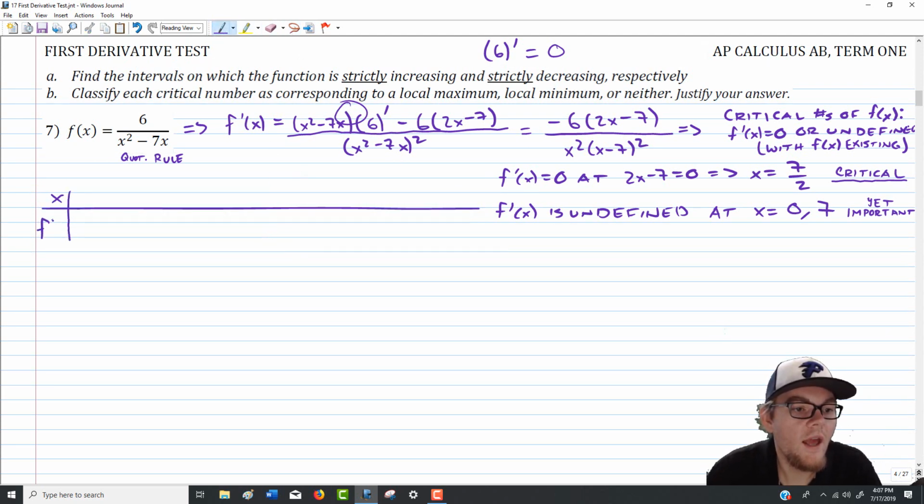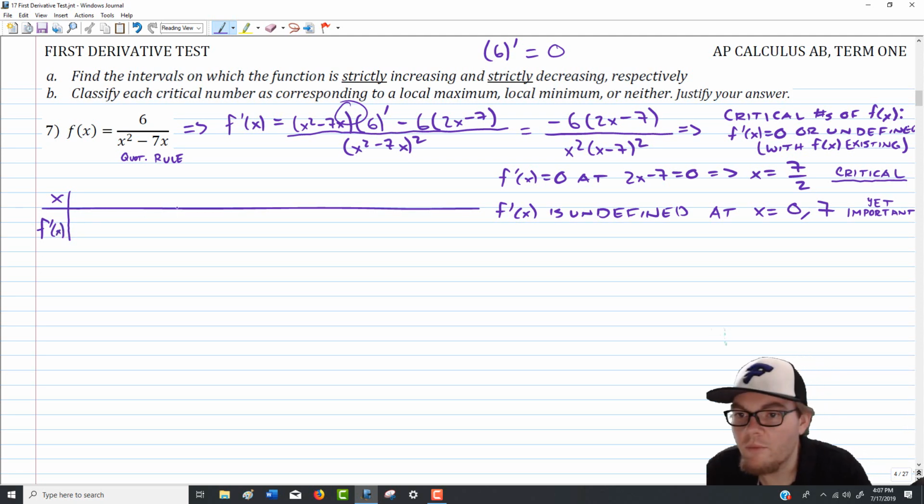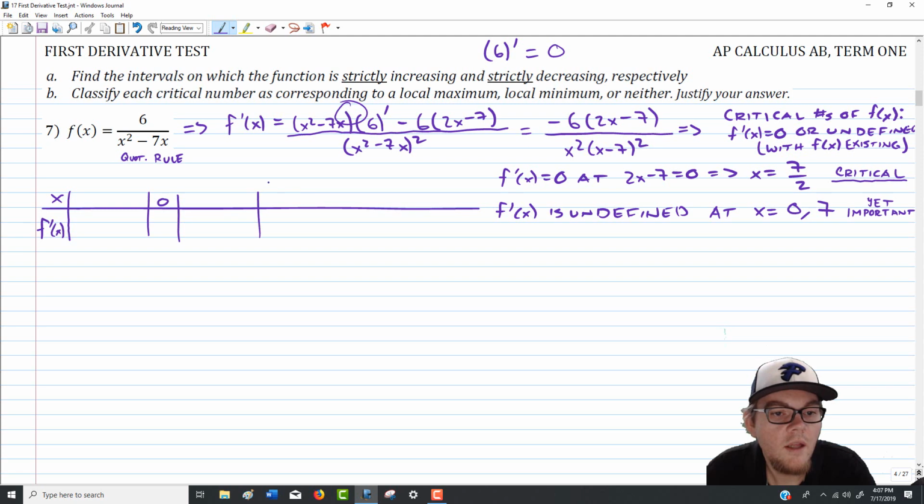So from here, we want to look at f prime of x. We said we need to break it apart at three values. We have x equals 0, x equals 7 over 2, and x equals 7.